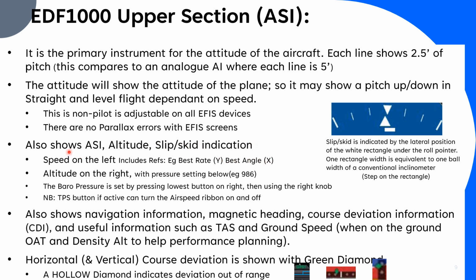The top half also shows the speed, as we saw on the previous screen on the left, the altitude on the right. It also shows the slip skid indication, which we normally would refer to as the ball. You can see in this picture here that the slip indication, the balance, if you like, is shown by the white rectangle under this center pointer. The white rectangle width is equivalent of one ball width.